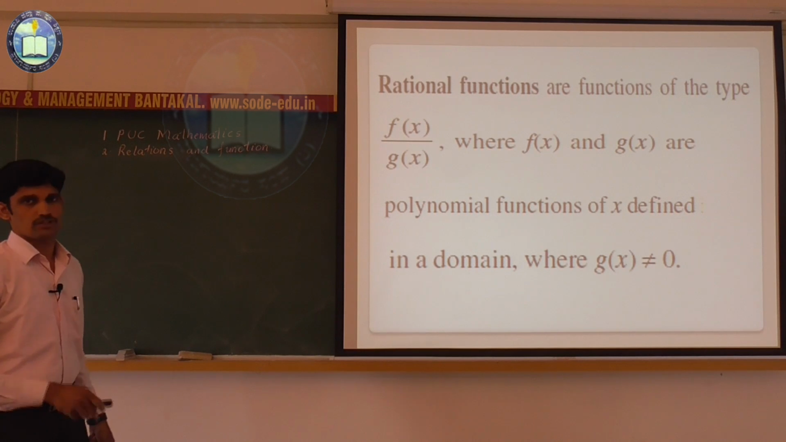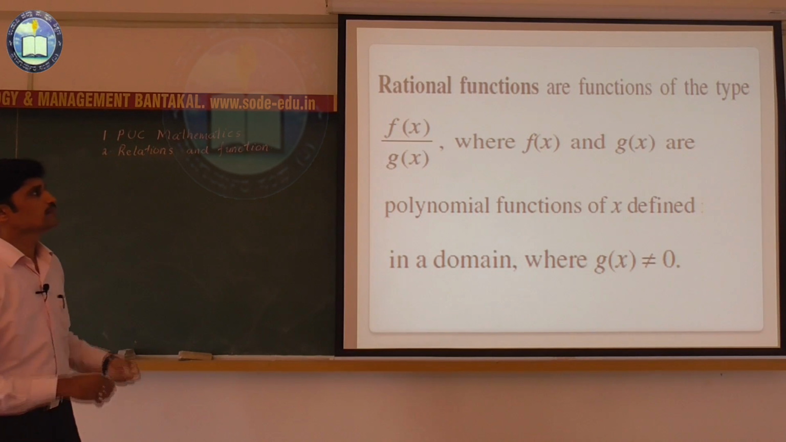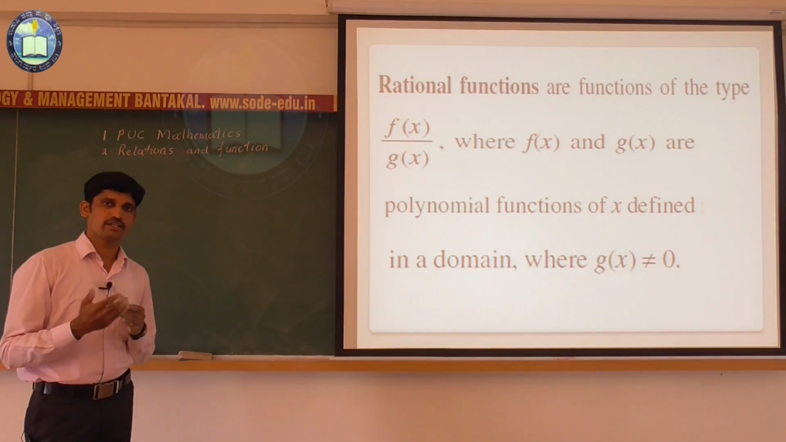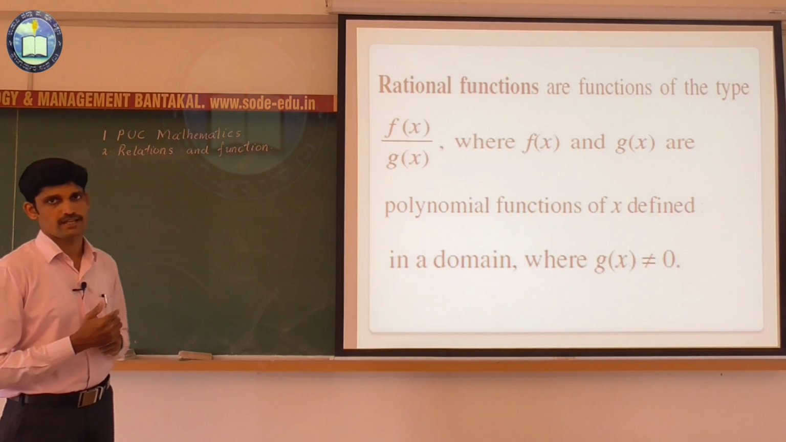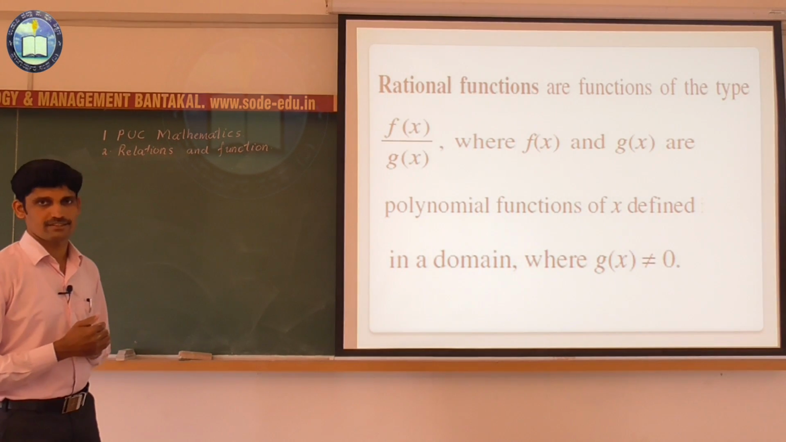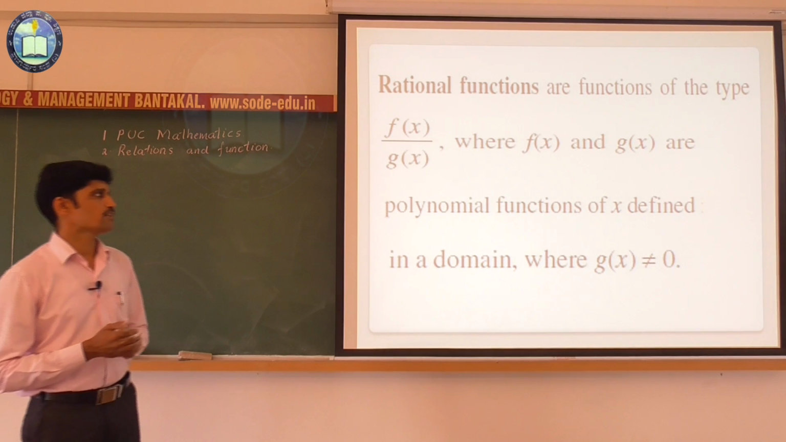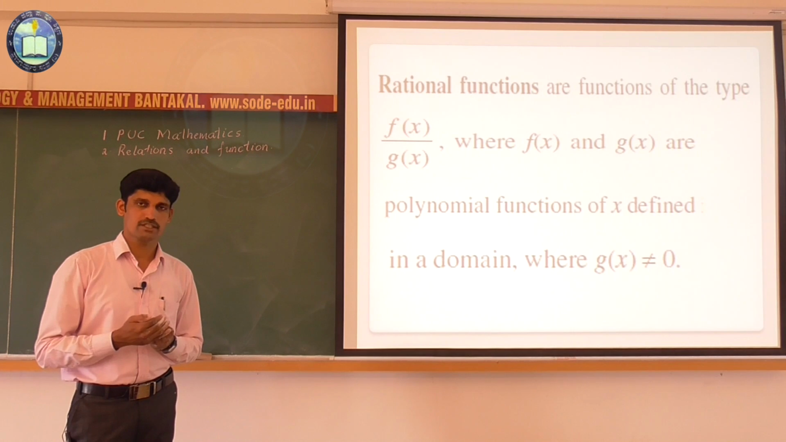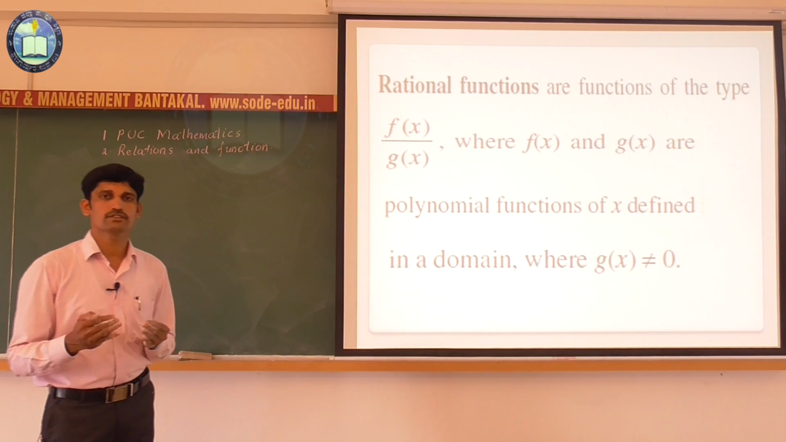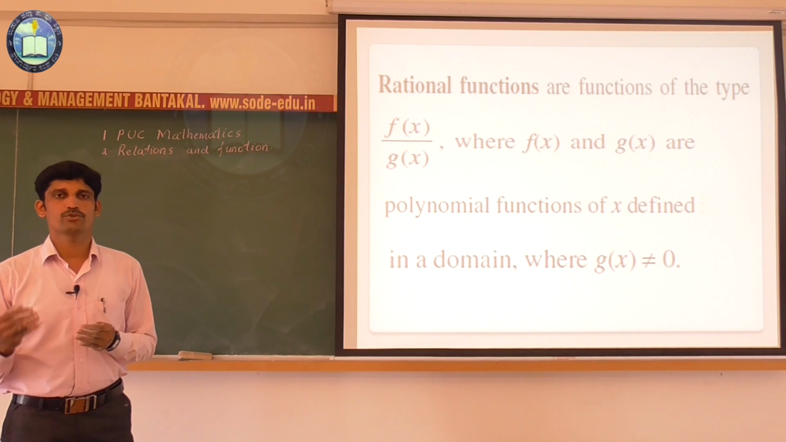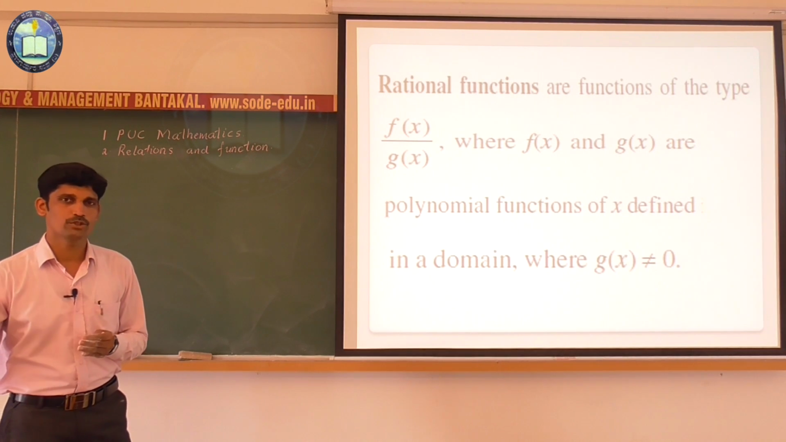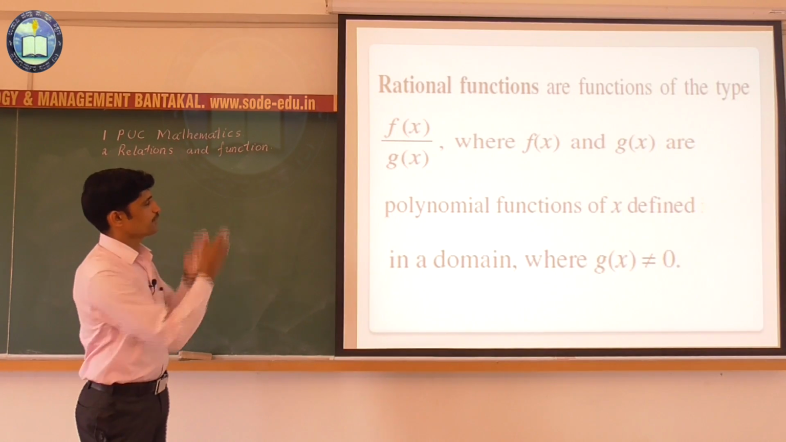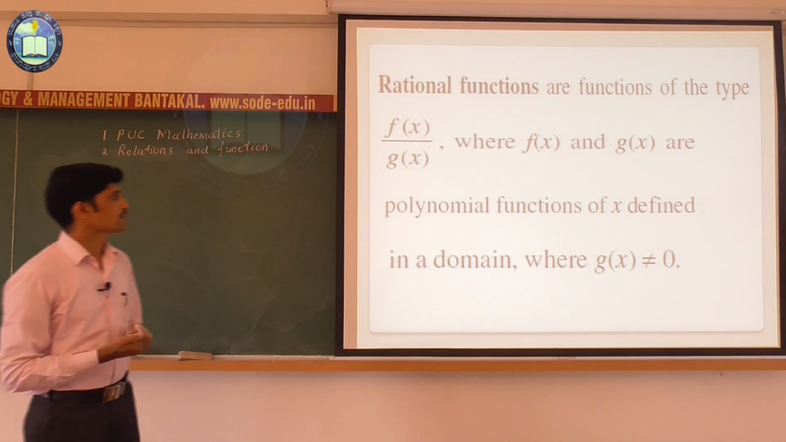Next is a rational function. Rational functions are functions of the type f of x divided by g of x. We define rational numbers. Similarly, we define rational functions as functions of the type f of x divided by g of x, where f of x and g of x are polynomial functions of x. Already we have discussed polynomial functions like f of x is equal to a0 plus a1 into x plus a2 into x squared and so on up to an into x power n, where n is a non-negative integer. So that type of functions are f and g.